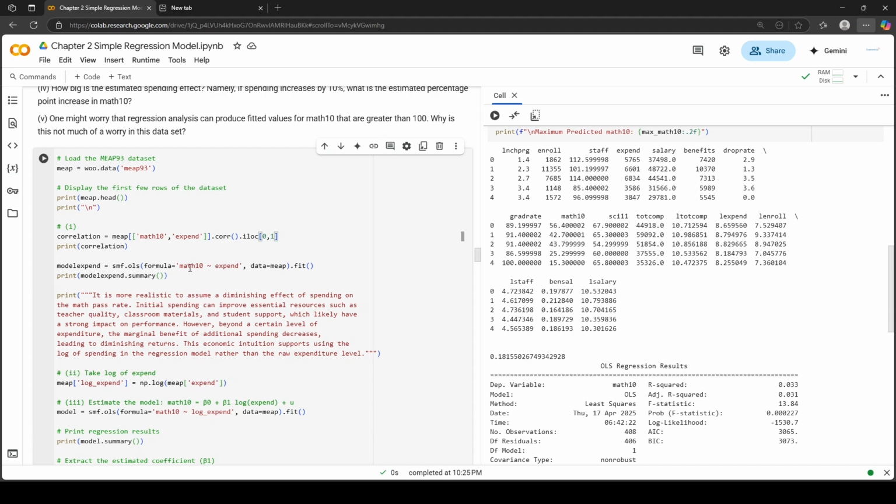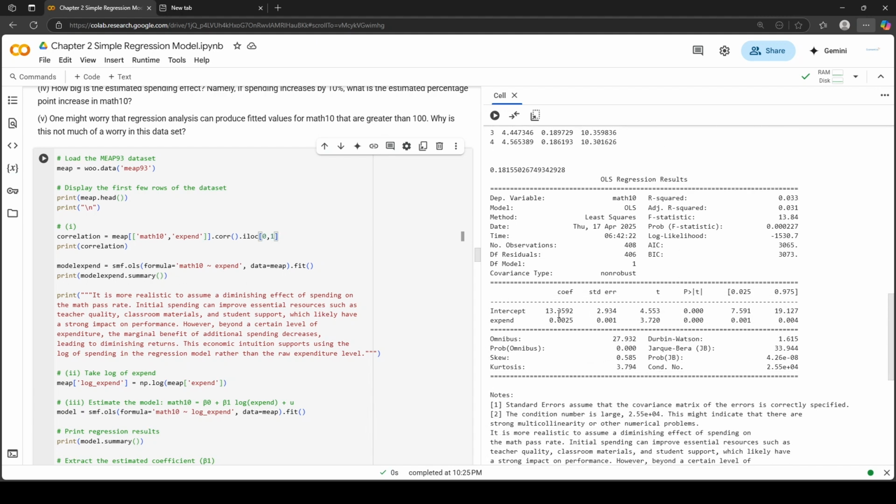Okay, expend is the x variable, math10 is the y variable, and the data is meap.fit. Then type the summary for this model, expend.summary. So look at the coefficient on the expend variable, 0.0025. So this is also positive.